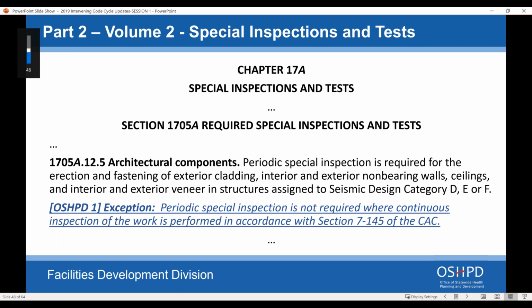So we said an exception to that. We said it's not required if the work is performed in accordance with section 7-145 of the California Administrative Code. So we just cleaned up the language there.